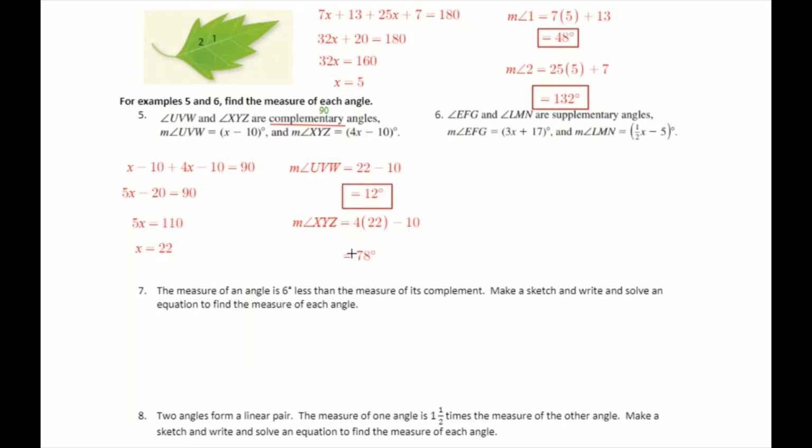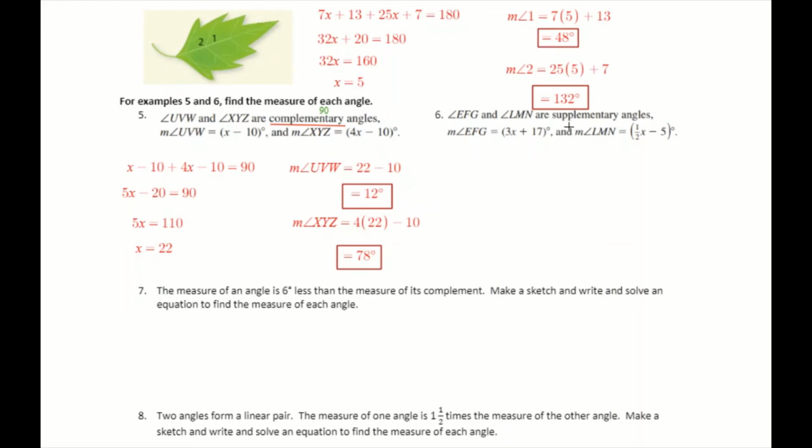So we found the measure of both angles here. You can see this process, we did a lot of these in our last lesson: set up an equation, solve for x, and then find the angles individually. We're going to keep doing that over and over again. So 6 is set up in basically the same way, except they're supplementary. We've already done a few problems like this.